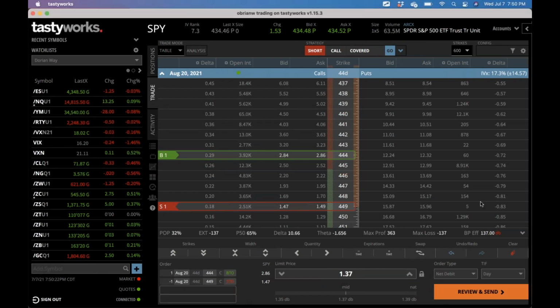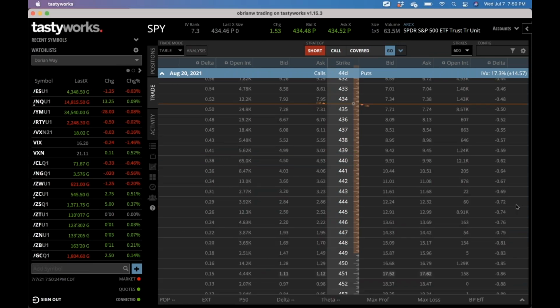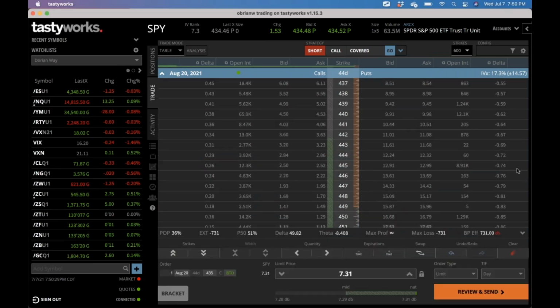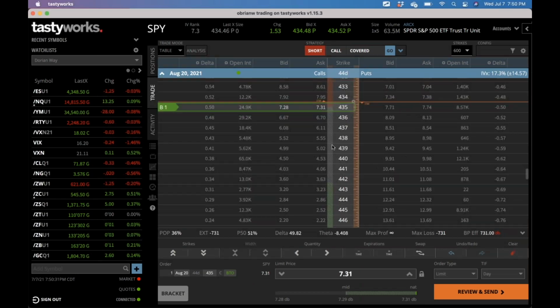So the best way to win when you're buying a call spread, if you're being bullish, is to do the spread at or near the money, and then get out before expiration.